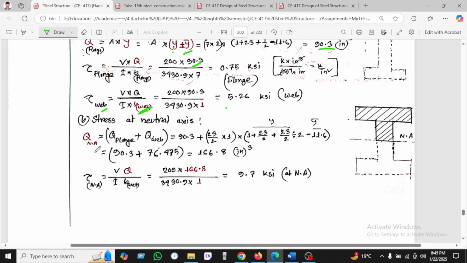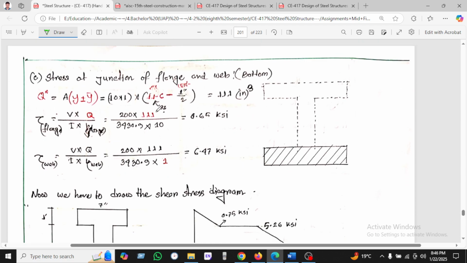Now the stress at the neutral axis. For the neutral axis we have used the flange plus the bottom part, and we found Q is 166.8. At the neutral axis, tau equals VQ by Ib, and we found 9.3 ksi at the neutral axis. Next, the stress at the junction of the flange and web at the bottom. So we'll calculate the bottom now.